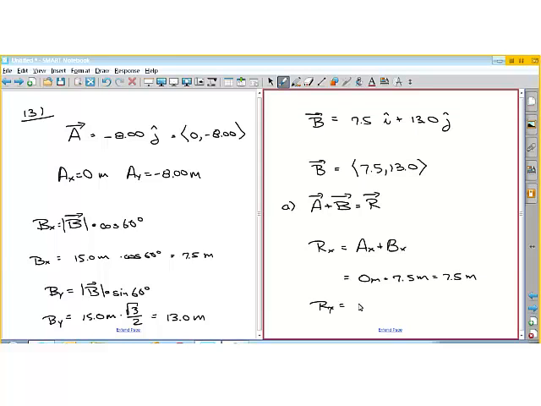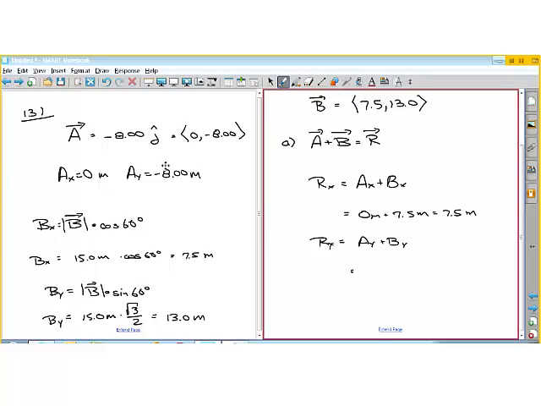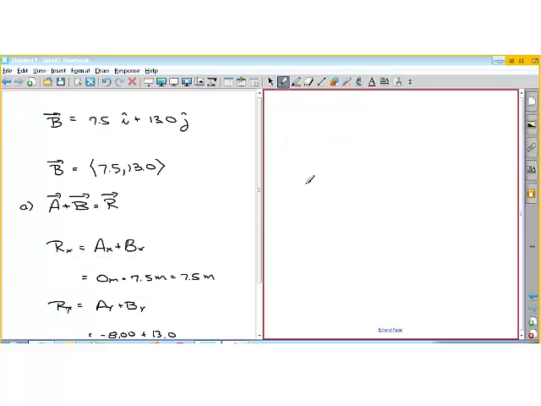In the y direction, we have A sub y plus B sub y. The y component of the A vector is negative 8.0, and we add that to the y component of the B vector, which is 13. So we get 13 minus 8, that's 5. So R sub y is 5.0 meters.